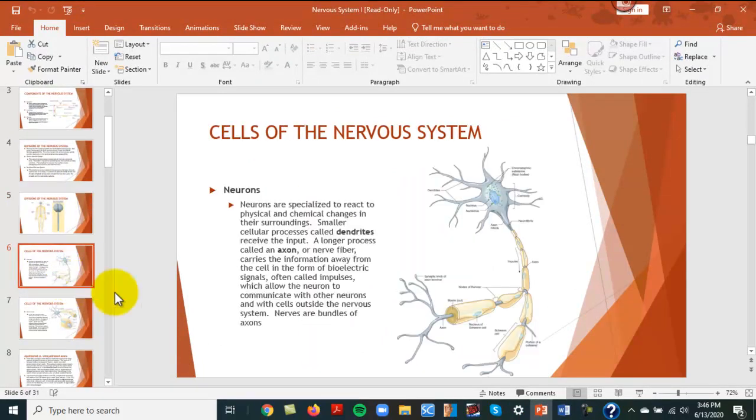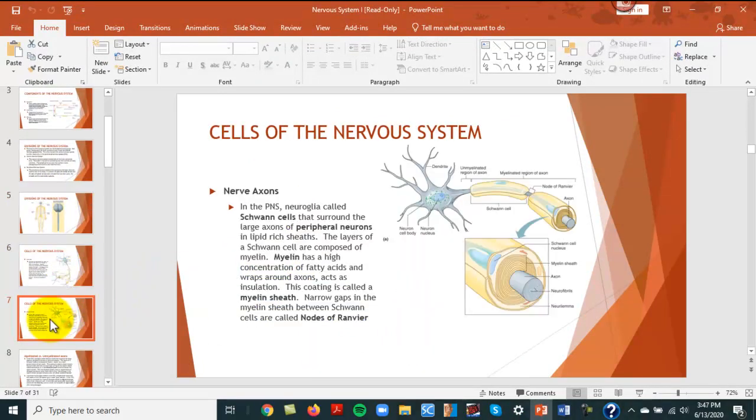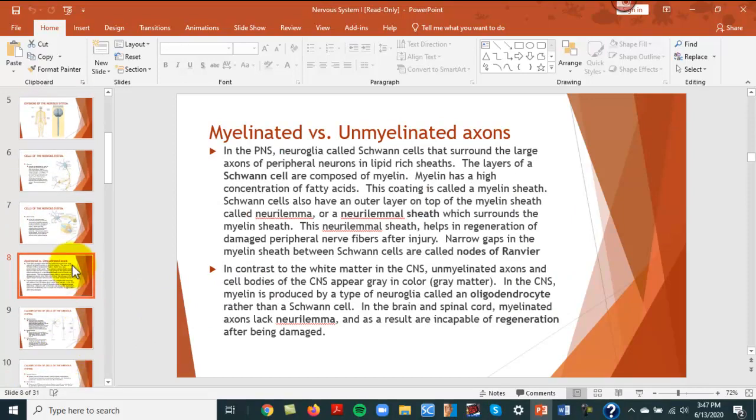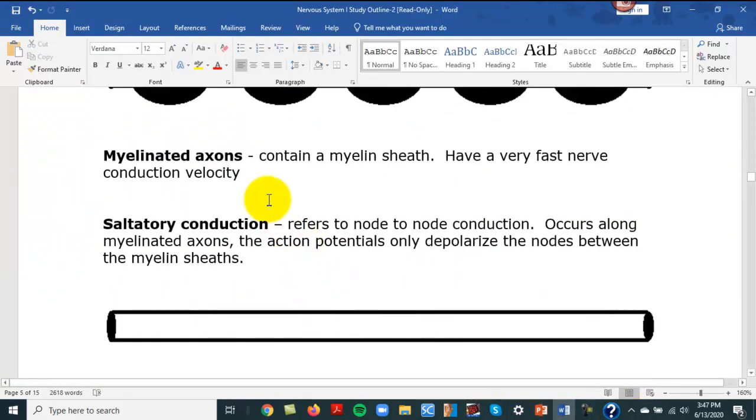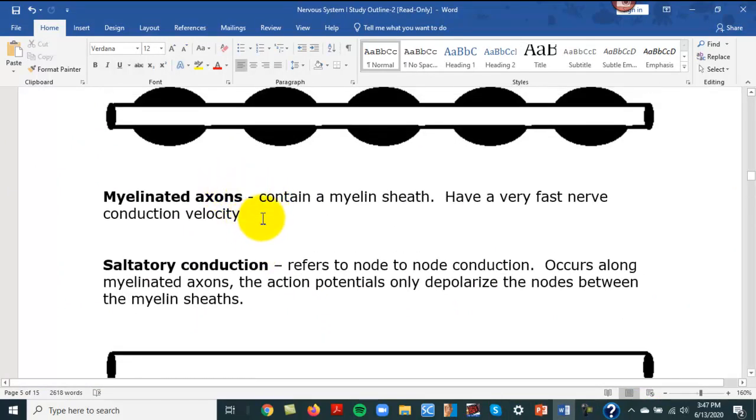And I believe, that's some small writing. I didn't mean to give you an eye test. The fact that myelin has a very high fat content makes them white. So myelinated axons, let's do that now.